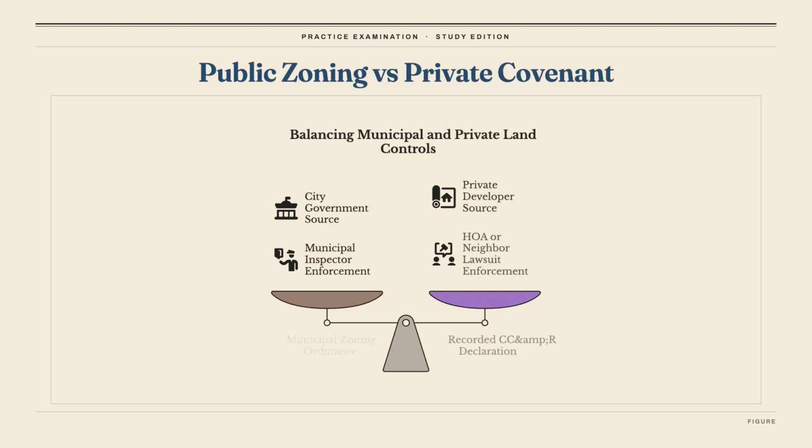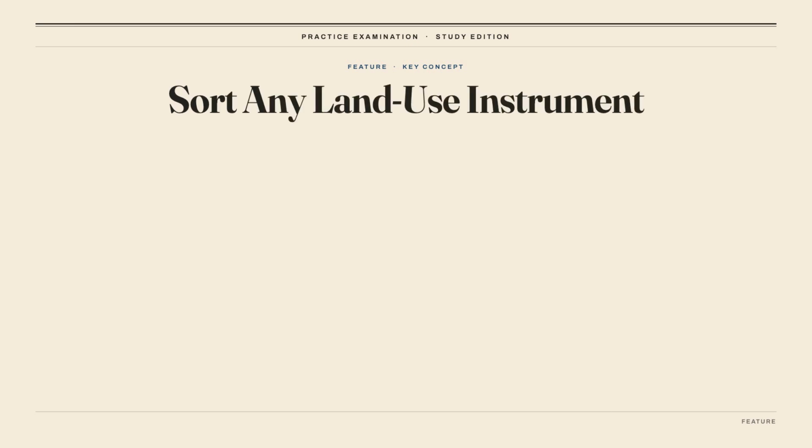Picture zoning and covenants as two separate layers sitting over the same lot. One traces back to city government and is enforced by a municipal inspector. The other traces back to a private developer and is enforced by neighbors or a homeowners association through a private lawsuit. Two questions sort this whole family every time.